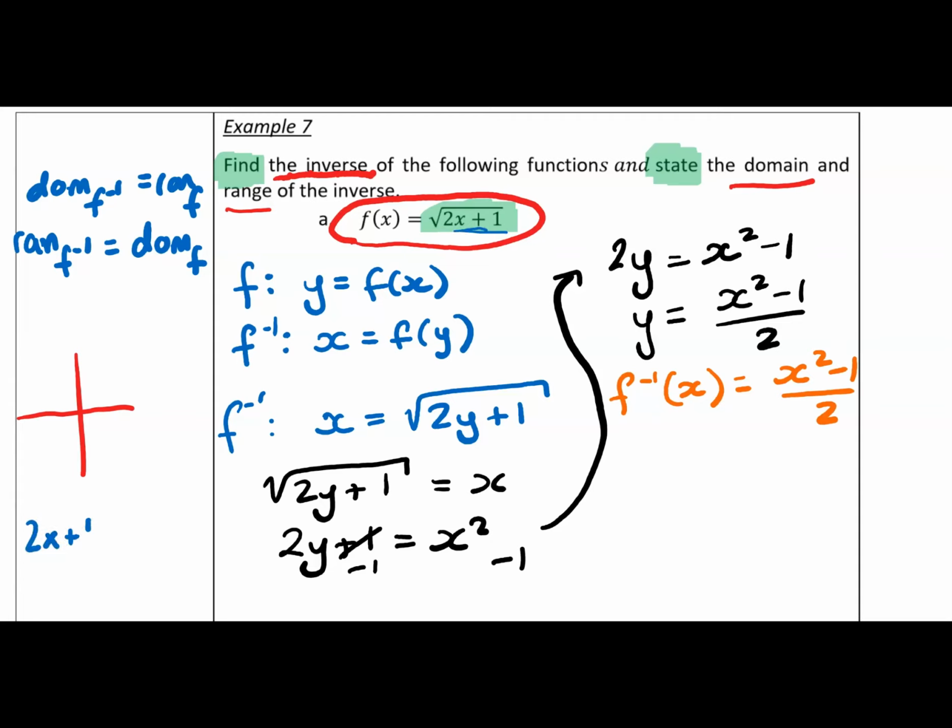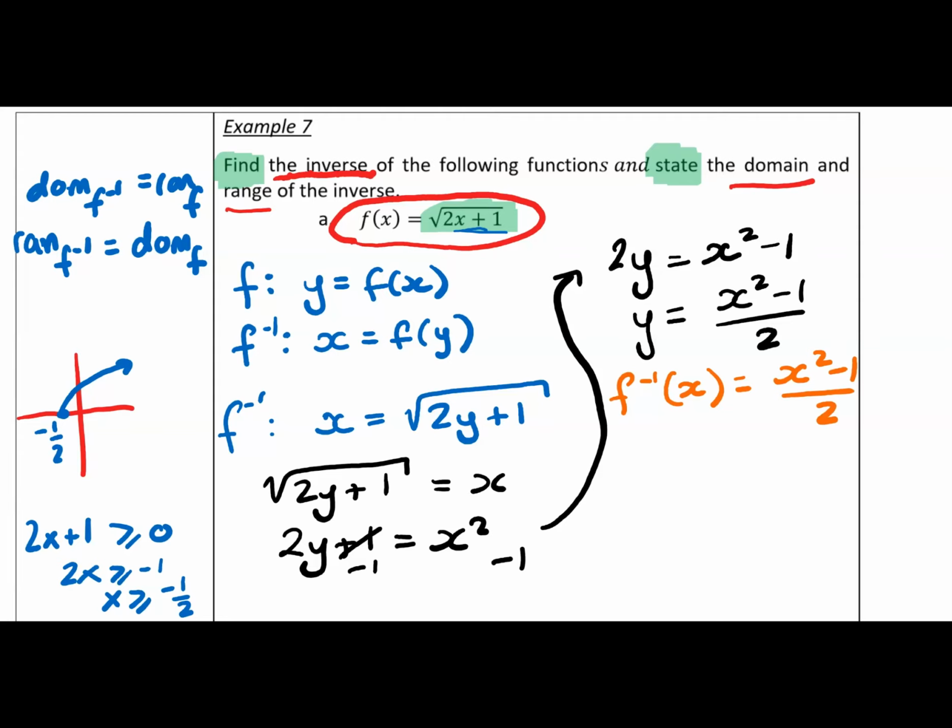That 2x plus 1, well, that can't be negative. So I'm going to let that be greater than or equal to 0. So 2x is greater than or equal to negative 1, and x is greater than or equal to negative a half. Our endpoint in this case is negative 1/2. So how do I use that information in order to find the domain and range of the inverse?